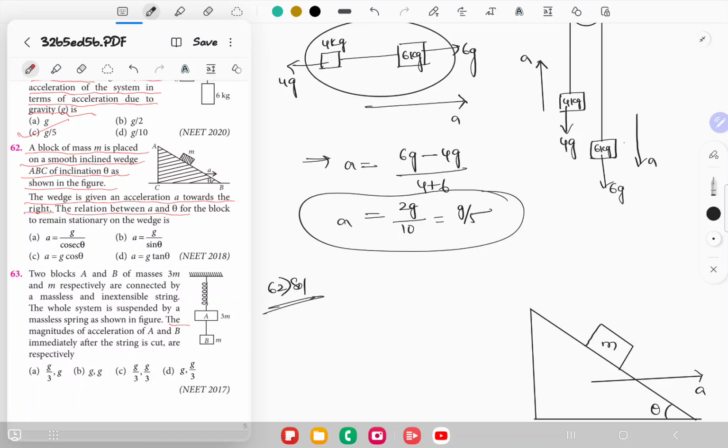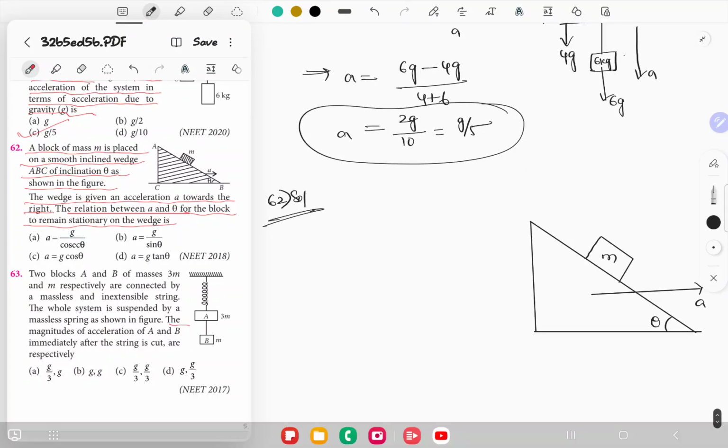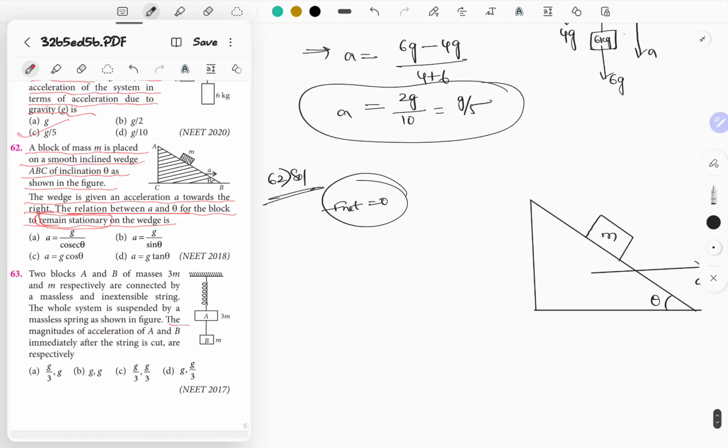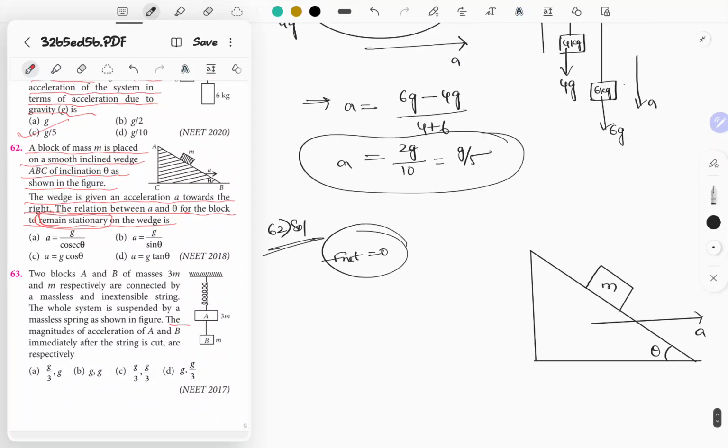The relation between a and theta for the block to remain stationary. So what is the meaning of remaining stationary? This is what you have to understand. For the block to remain stationary, F net acting on the system must be equal to 0. Okay, see, already the object is at rest, it may slide. Initially it is at rest. If there is a possibility of sliding, you have to displace this wedge towards the right, then only this object may not displace on the inclined plane.